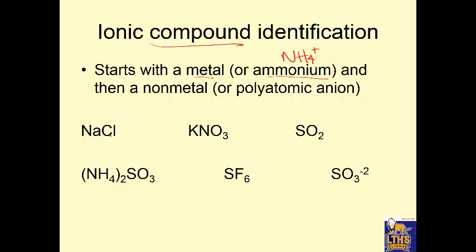This is NaCl. How do you know if it's a metal and a nonmetal? Well, you look at a periodic table. Na over here, Cl over here. This is an ionic compound. Okay. Circle an ionic compound.